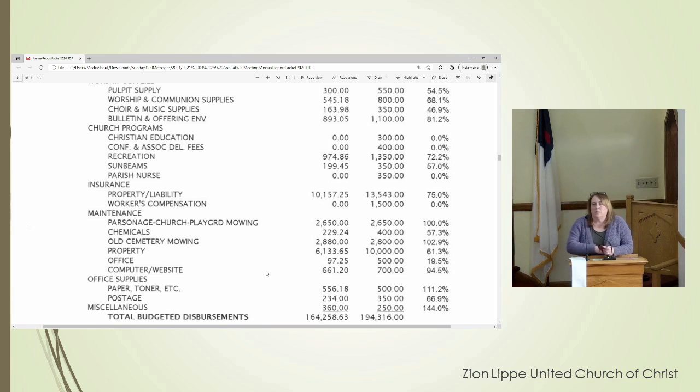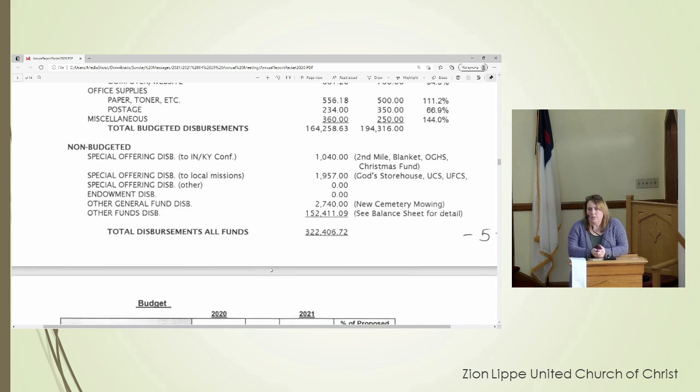There's no motion needed to accept the treasurer's report. It is subject to audit, and I know there have been 2 audits done on it already, so we don't have to have a motion or a vote. So we'll move on to the next item of business, which is the 2021 proposed budget.